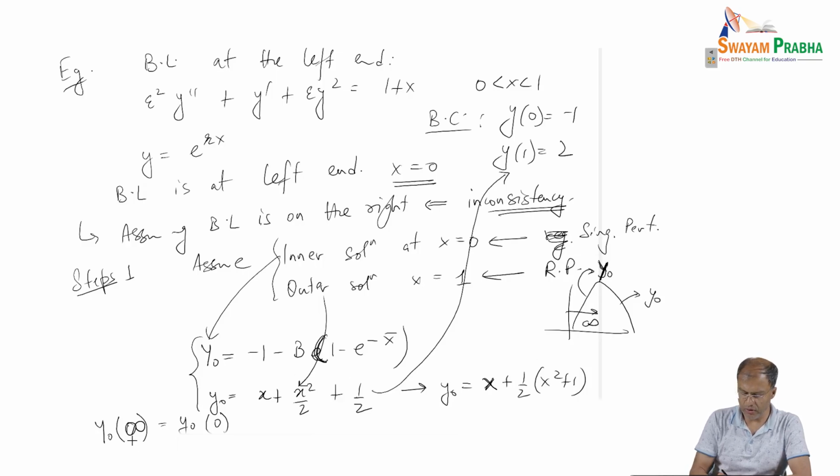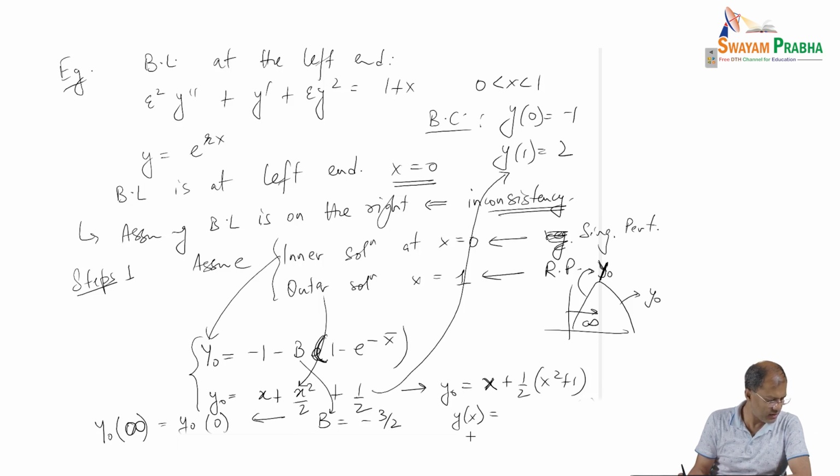So when the capital Y naught is taken to infinity, small y naught is taken to 0, we get that b, the constant b, comes out to be minus 3 by 2. And then we are ready now. After finding the constant, we are ready now to write the composite solution to the problem. So the composite solution is y of x is y naught of x plus capital Y naught of x bar, minus y naught at 0, because we have to remove the overcounting of the constant.